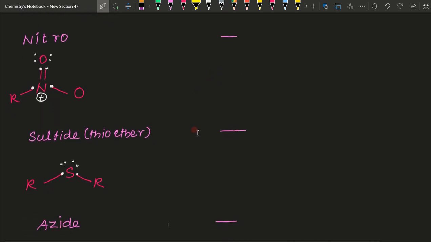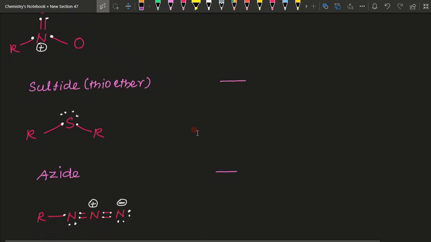Next one, sulfide or thioether. This is the thioether. Thioether also has 2 R. R is the rest of the molecule. This is also 2 R. There is no other substituent name.